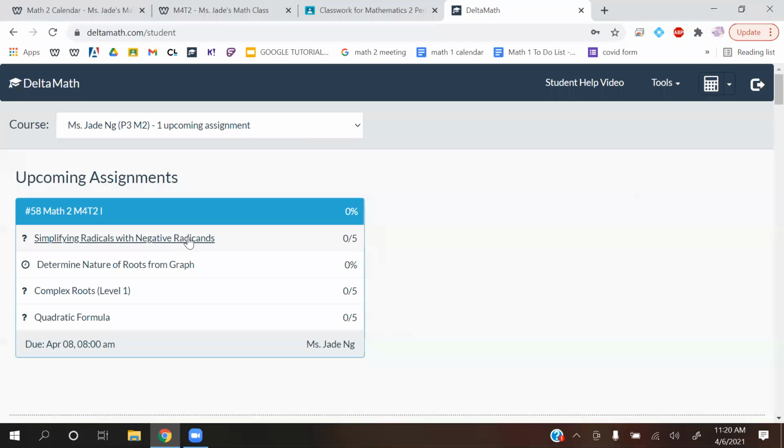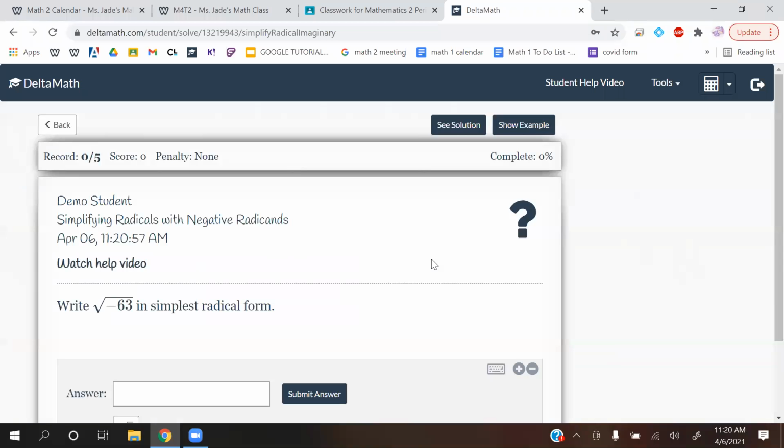Let's start off with simplifying radicals with negative radicands. So we've done this category before. If you look at the website, you'll actually find the video for it, but I'll just give you a refresher once it loads. There we go. Okay, so we're going to rewrite the square root of negative 63 in simplest radical form.